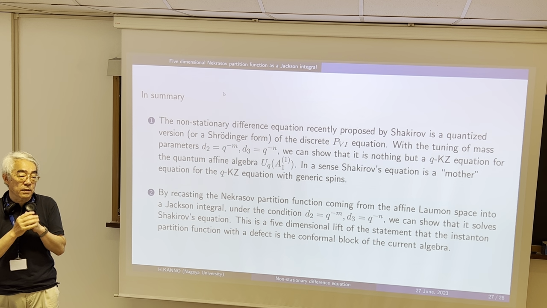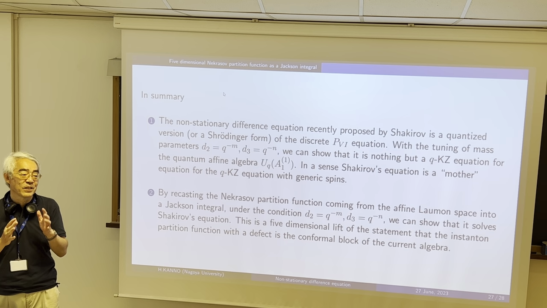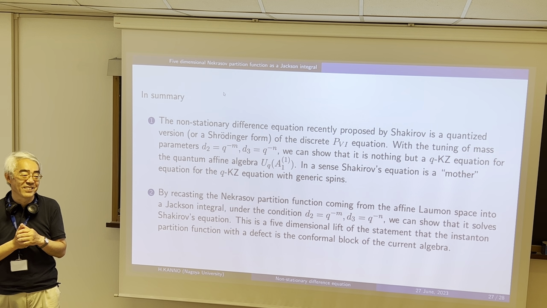We know that this corresponds, at least in the four-dimensional case, to Painlevé number six. And also, in the current algebra case, this is the solution to KZ. Now we understand his equation is naturally identified as quantized Painlevé number six and QKZ, and so this removes some of the mystery of his equation. But for generalization, at the moment we don't know how to generalize the equation to other theories.